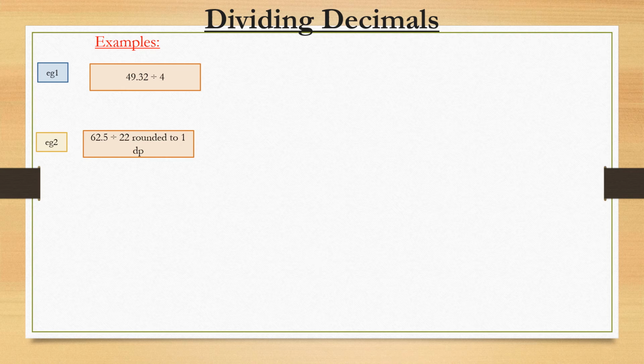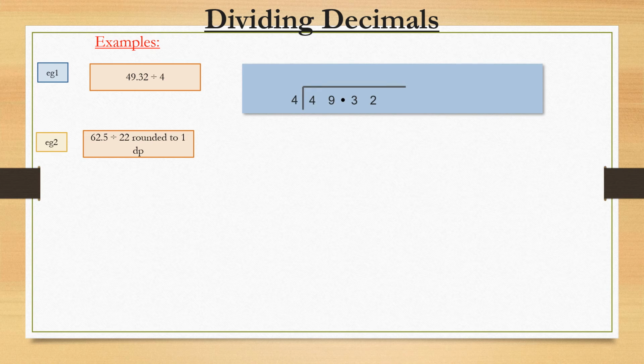Now 49.32 divided by 4. 49.32 is the dividend and the other one is the divisor. And you start dividing using the short division, because it's hard to do it mentally.